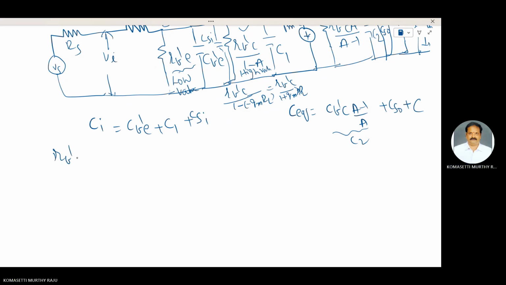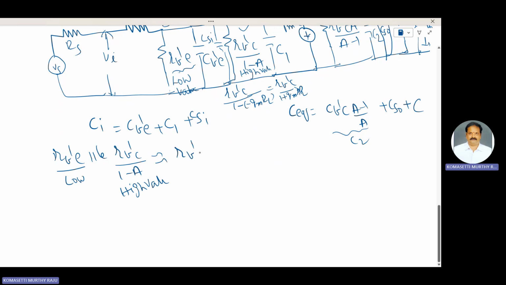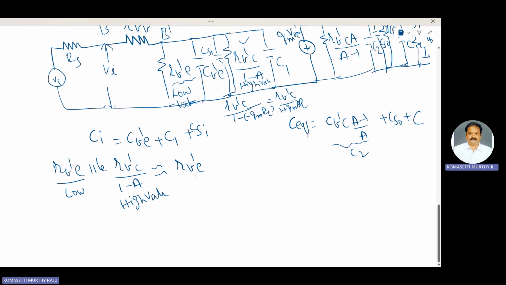RB'E, low value, in parallel with RB'C by 1 minus A, high value, is approximately equal to RB'E. At the input side, these CA and RB'E are included in that circuit, along with RBB'.